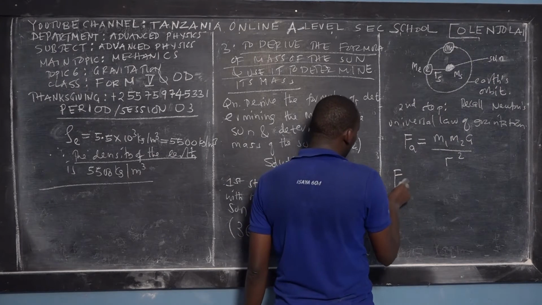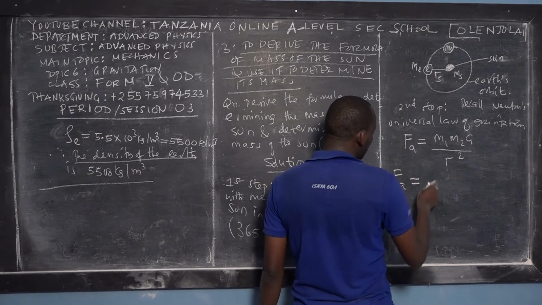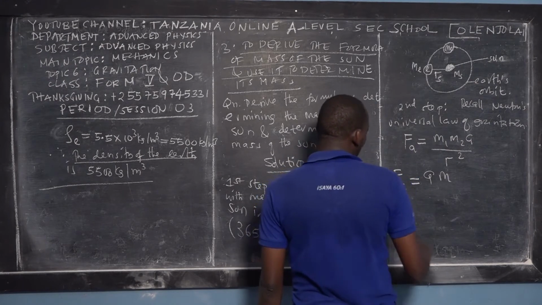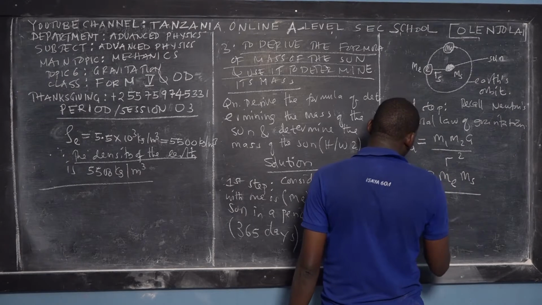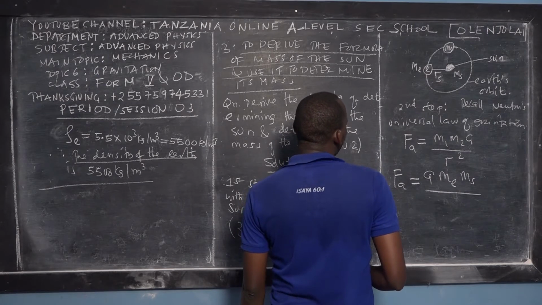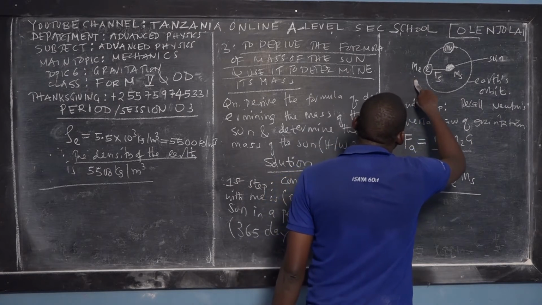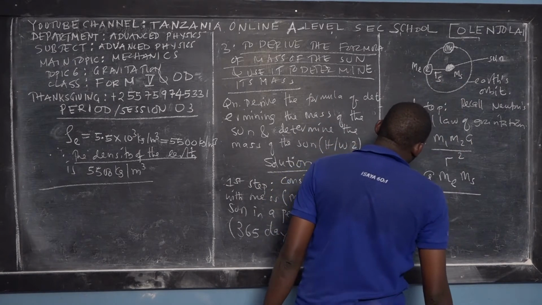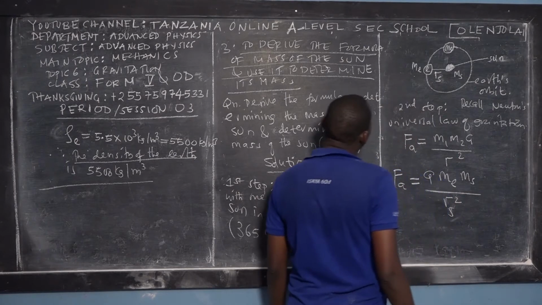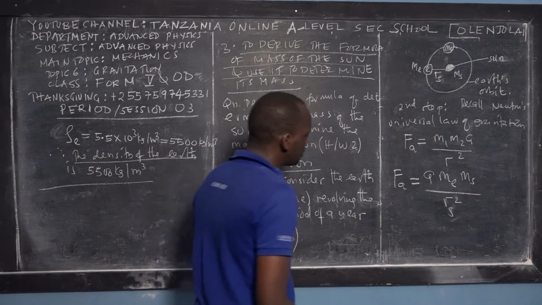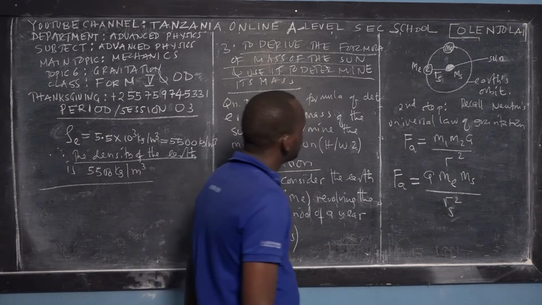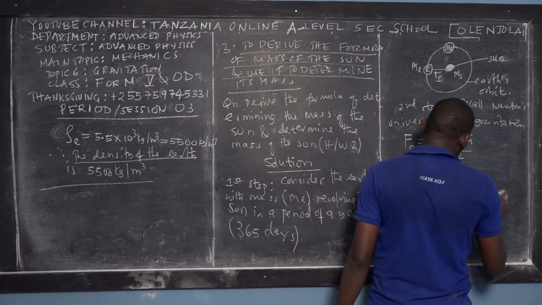But for this case, the force of attraction will be equal to G, mass of the Earth, mass of the sun, over r squared. We are just starting; we take into consideration the force of attraction between the Earth and the sun. So then the mean distance is what? The mean distance is called the radius, the distance from the Earth to the sun. So this is the first equation.